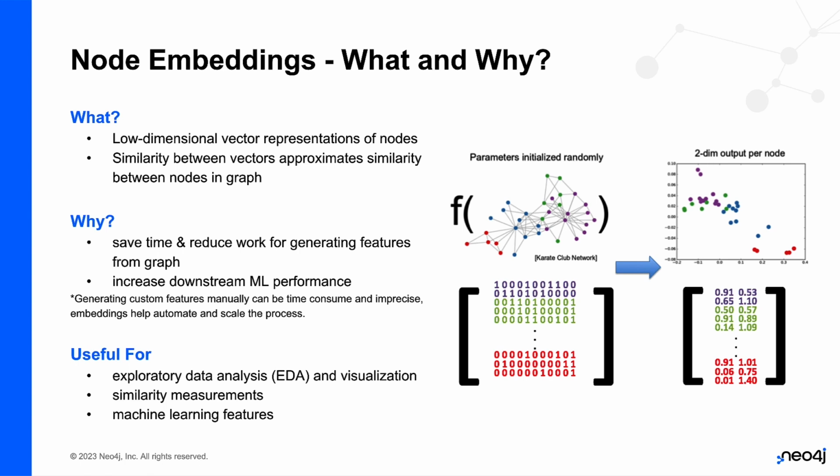And they help save us time and reduce work by generating features in an automated way rather than having to manually generate features from relationships. And by encoding relationship information inside of these vectors, they can increase their performance and the insights that we get in these downstream machine learning processes. Now, we already have quite a few different node embedding algorithms, from FastRP to GraphSage and Node2Vec. This new HashGNN algorithm that we're adding has a couple of unique things associated to it.